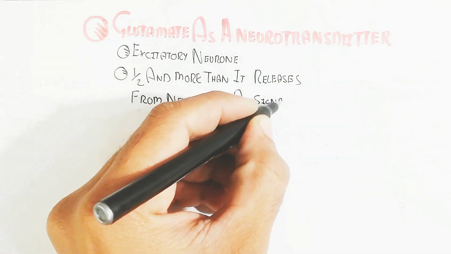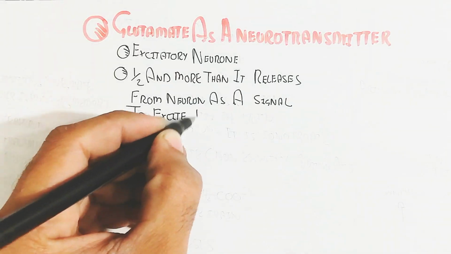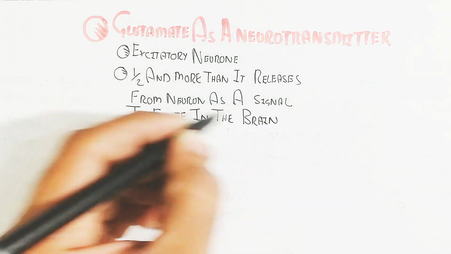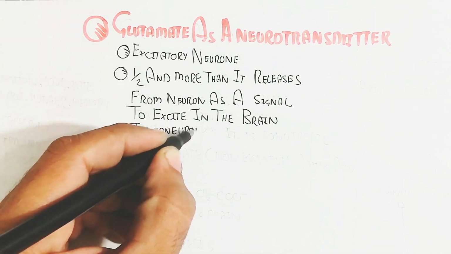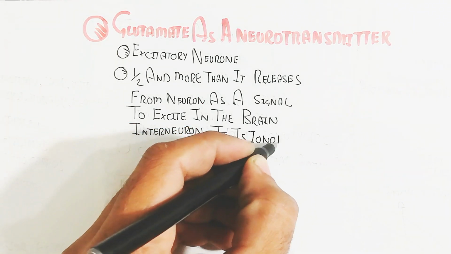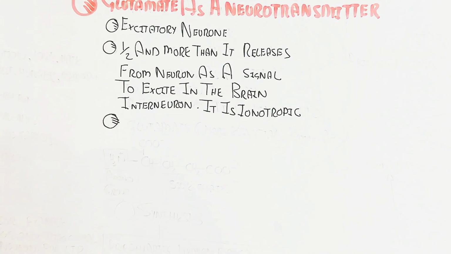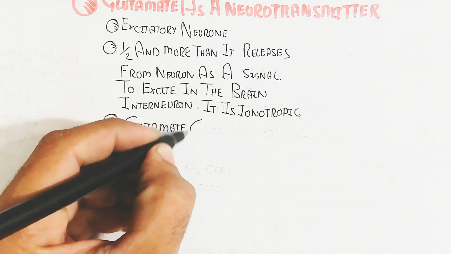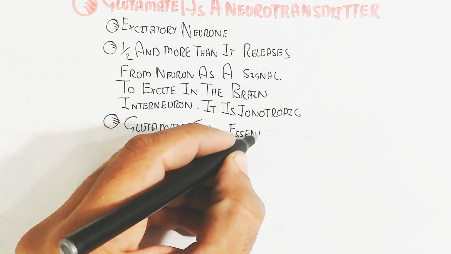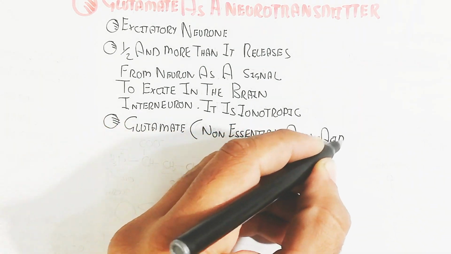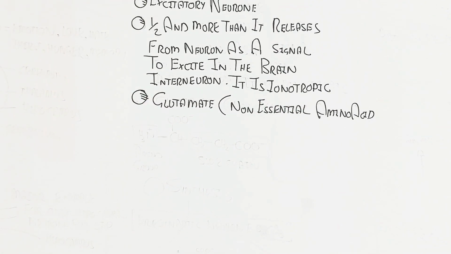It is an excitatory neurotransmitter that will excite other nerves. It is released from the neuron as a signal to excite in the brain, at the interneuron terminal where the synapses occur. It is ionotropic, and glutamate is a non-essential amino acid, remember that, and our body can synthesize it itself.